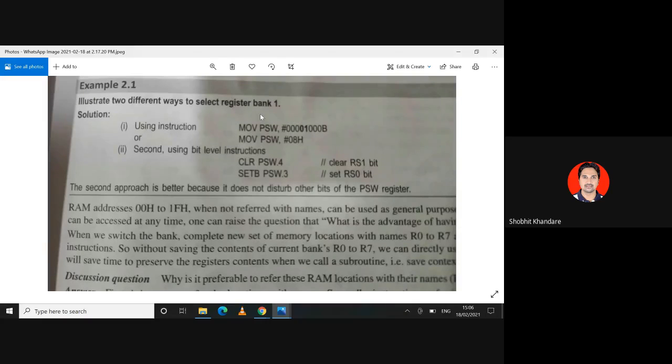Now they have specifically mentioned that if I want to select bank 1, what are the different ways? So pay attention, you can write down afterwards. Just write the question, put the pen down, and only pay attention here. Now there are two different ways. We will go one by one. Number one method is by using the instruction.